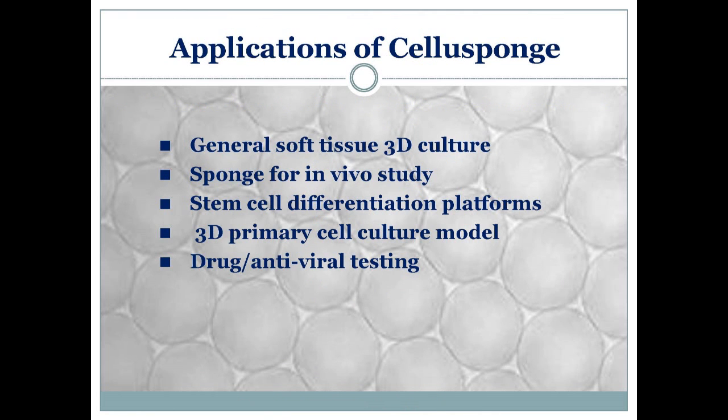As a conclusion, Cellosponge series products can be used in general soft tissue 3D culture, sponge for in vivo study, stem cell differentiation platforms, 3D primary cell culture model, and lastly drug and antiviral testing.